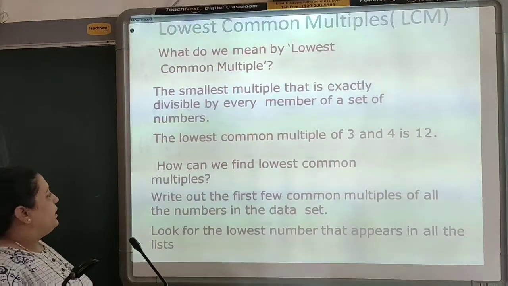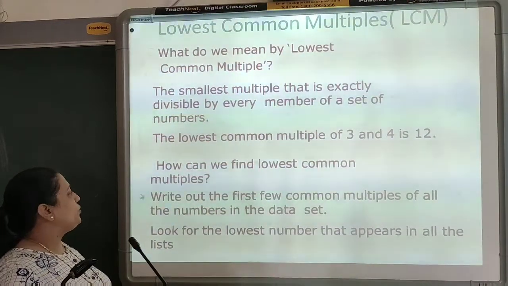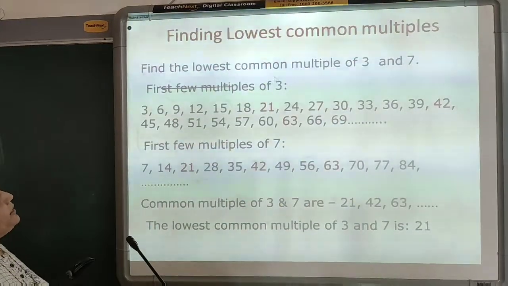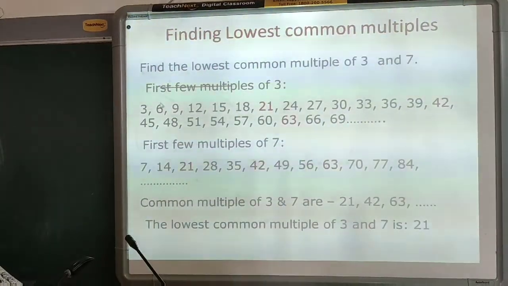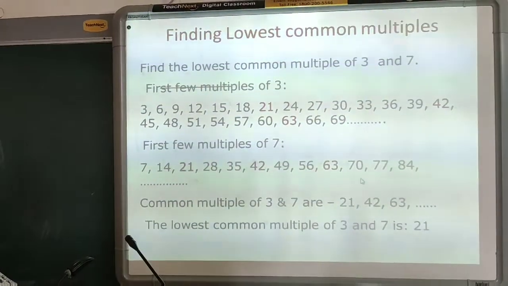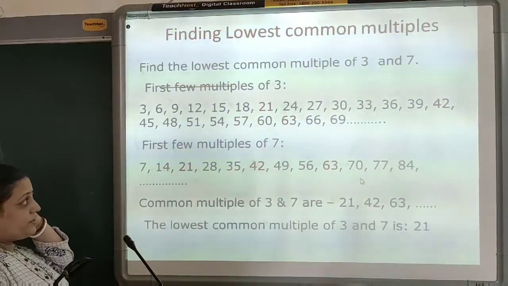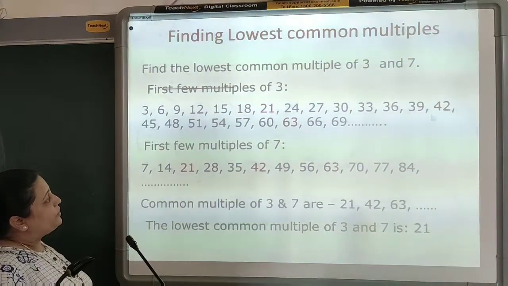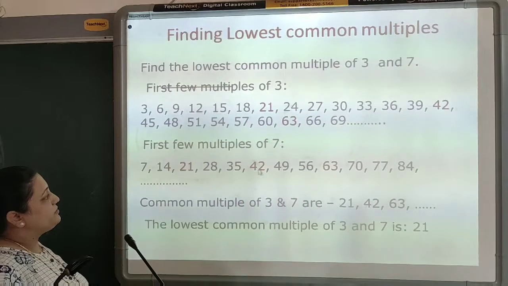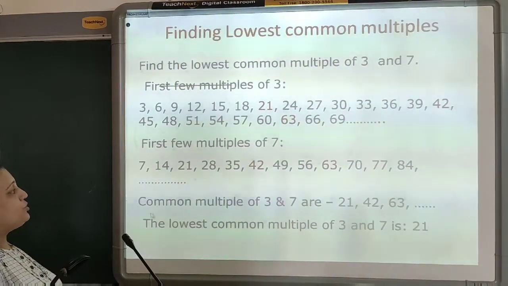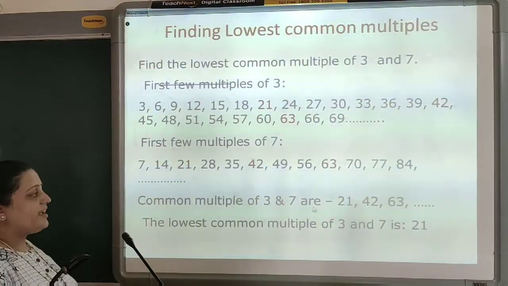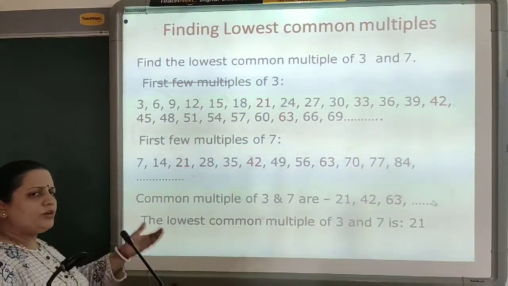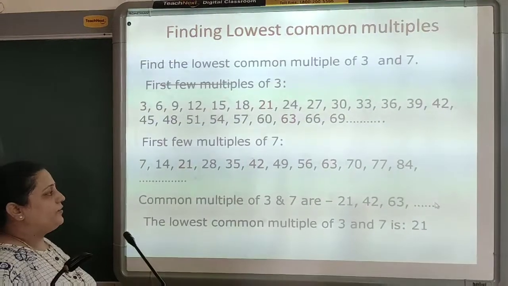12. So that's why 12 is the LCM there. Now see how we can find lowest common multiples. Find the lowest common multiple of 3 and 7. These are the multiples of 3, these are the multiples of 7. Again here I have written all the common multiples with red ink: 21, 42, 63. So these are the common multiples for 3 and 7. More also I can get if I find them.